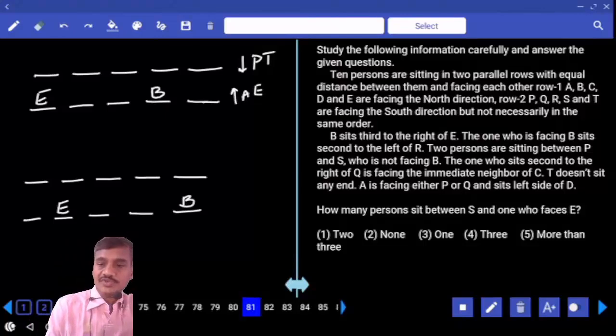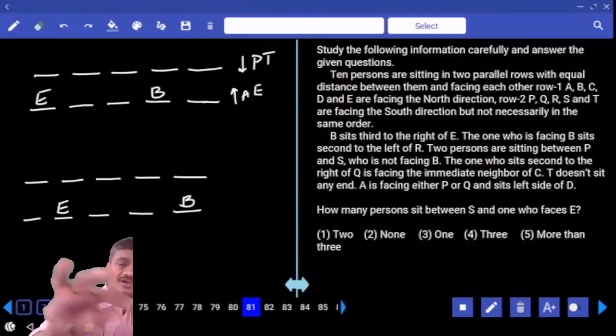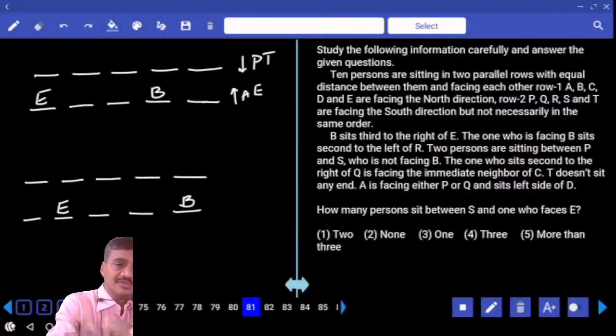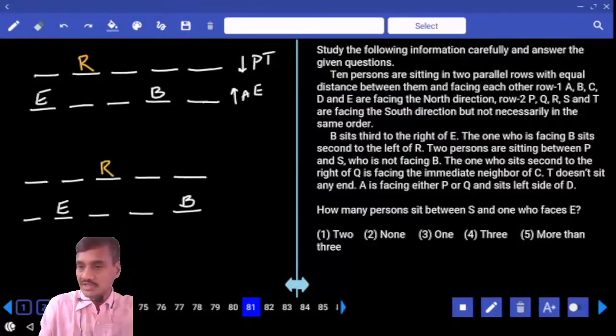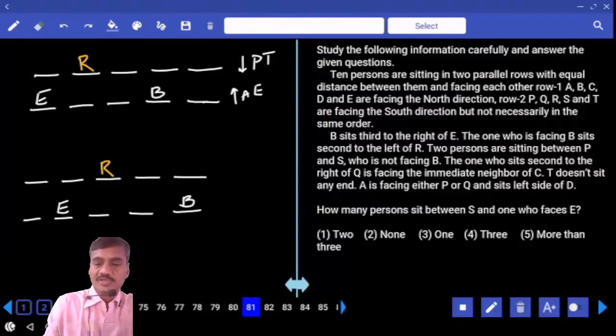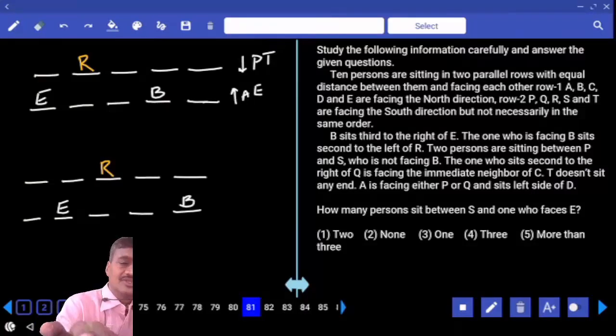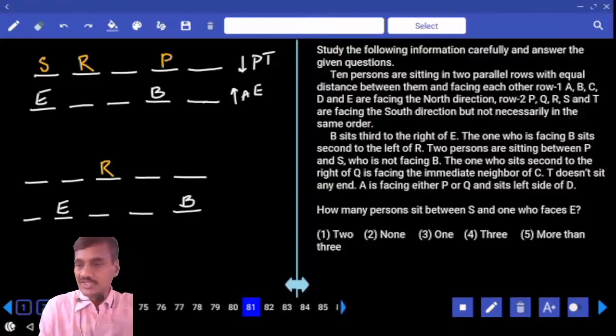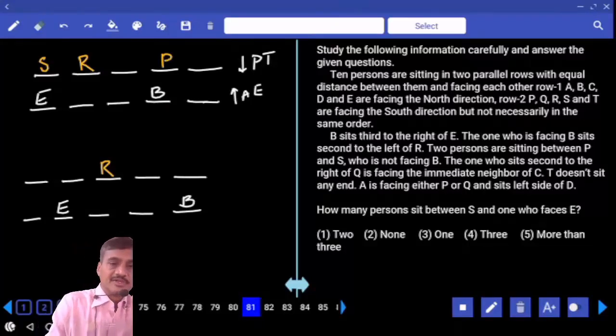The one who is facing B sits second to the left of R. And two persons between P and S, S is not facing B. Now two persons between P and S, S is here, P is here. And again S is not facing B and 2 persons between. Now in this case, 2 persons between S and B, we can have different possibilities.